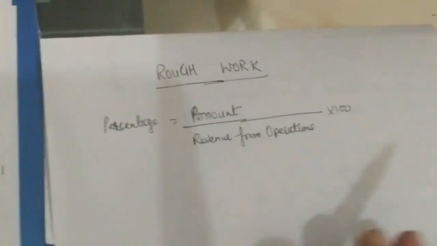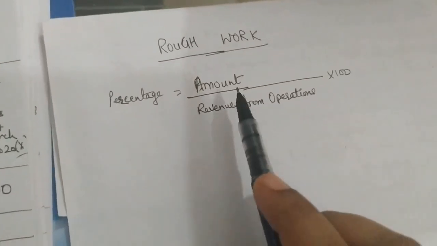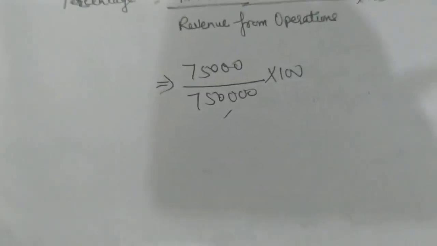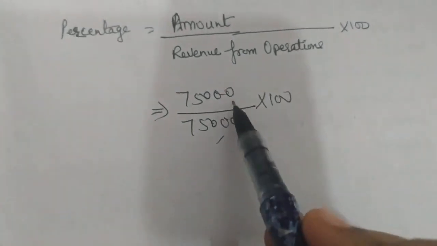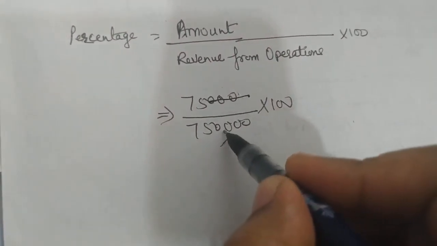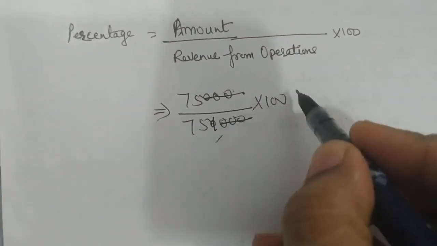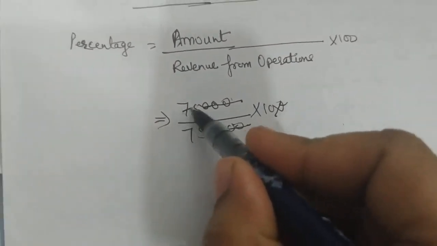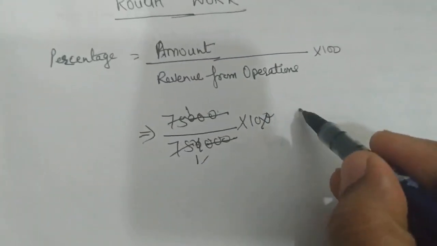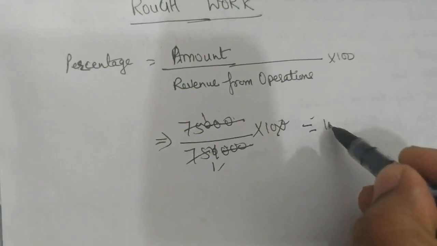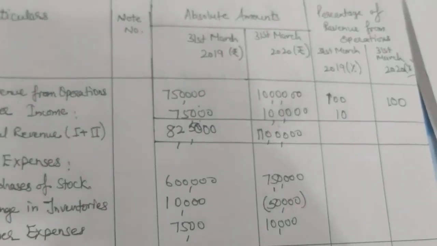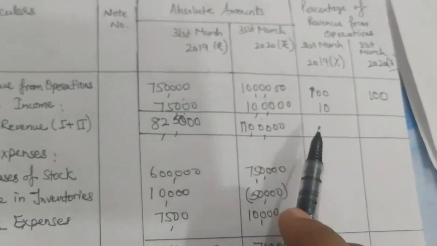You can see here we will do it in rough column, that is amount over revenue from operation multiplied by 100. So I've written 75,000 and we will do cutting of this, and I will get here 10%. So I will write it. I have written 10 over here. In the similar way, I will calculate the next one.